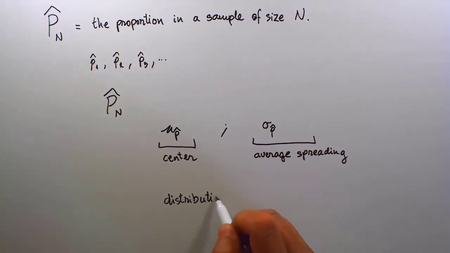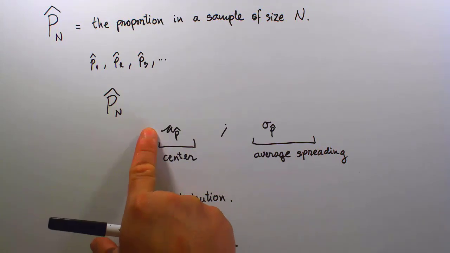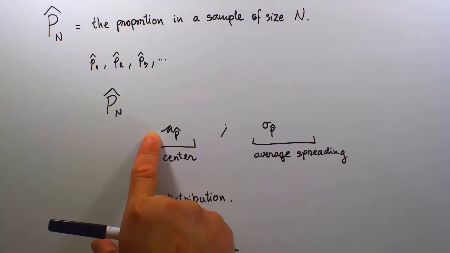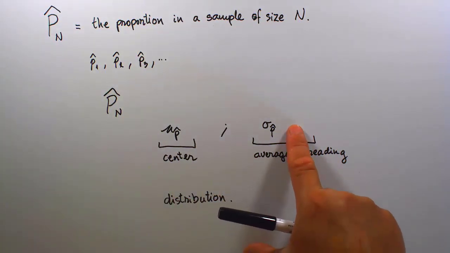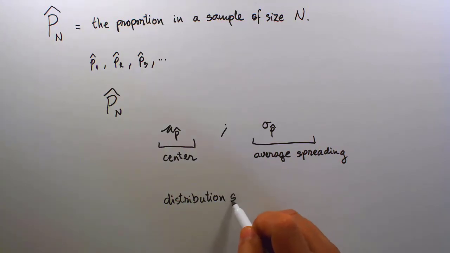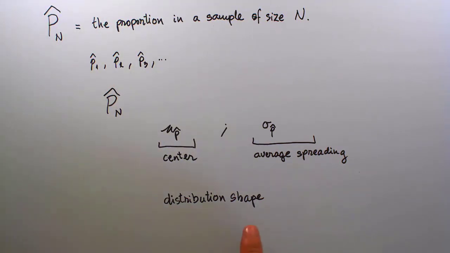So how can we quickly calculate the mean, the center of this sampling distribution of the proportion, as well as how we can calculate the value of the average spreading, as well as how we can decide which distribution shape will happen on any of our sampling distributions of the proportion? Those will come in the following video lessons.